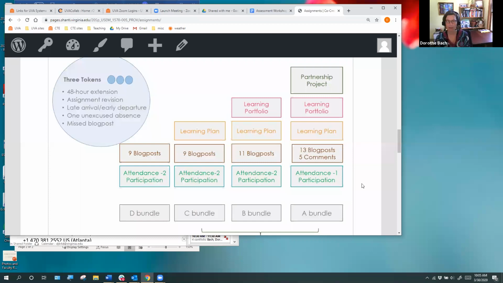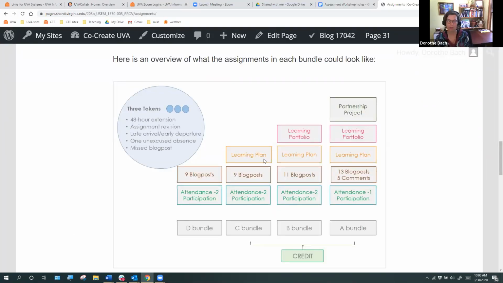So this is for a class called Co-Create UVA, where the goals are, among others, to become a better student and better observer of their own learning habits in light of the science. And so a learning plan is part of it. And there is an end of semester portfolio where students put together samples of their work and comment on it and make meaning of it.